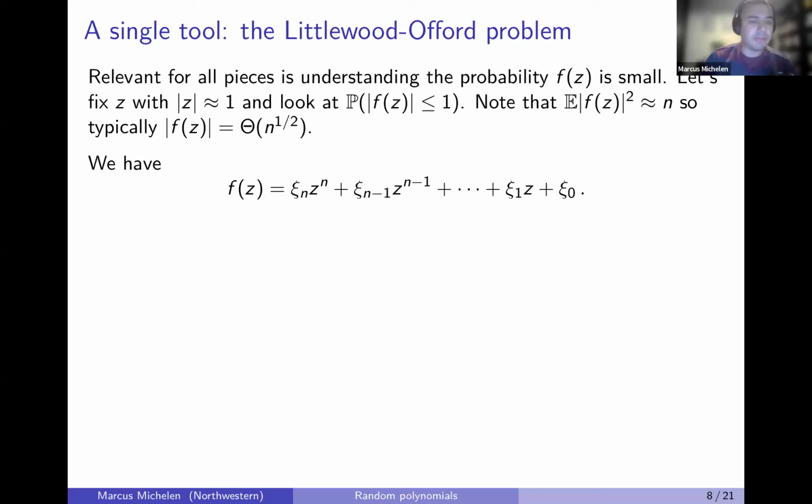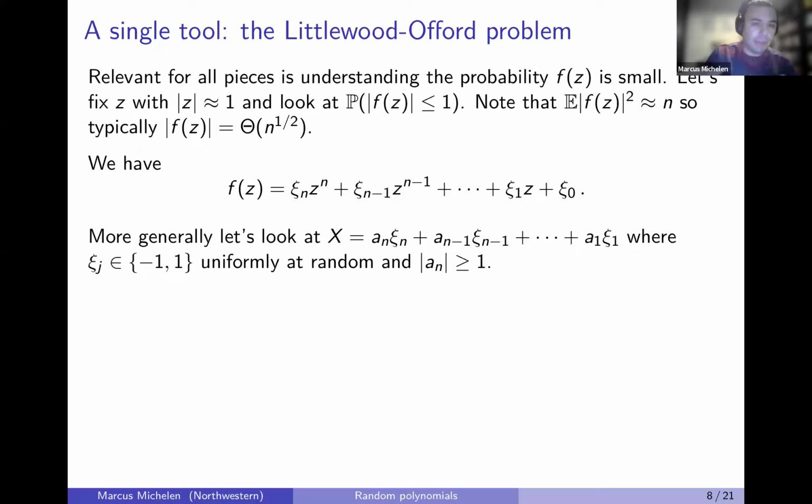So I can write out what f looks like. When we think about it as a polynomial, it's these xi's multiplying by powers of z. But I can also just think about it as some numbers multiplying by these random variables and adding them all up. So more generally, let's look at this random linear combination here, where I'm going to assume my coefficients are, let's say, at least 1. So how big can the probability that it's less than 1 be? What's the worst possible case?